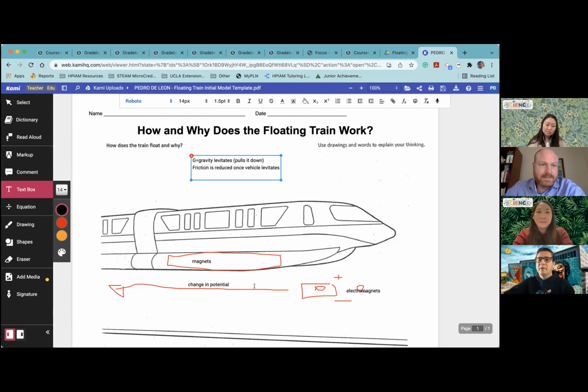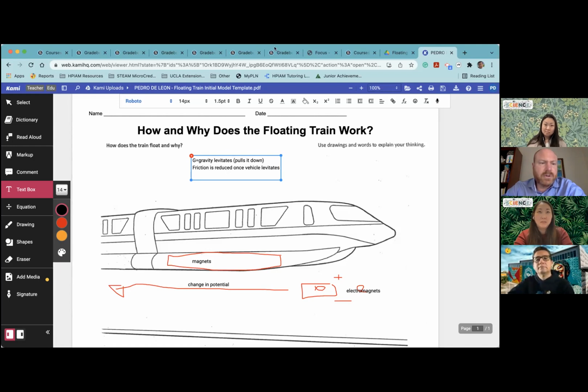I believe one of my colleagues also mentioned that gravity is also at play when the levitation or the pulling down of the vehicle happens. And once enough friction has been created to set the vehicle in motion through the wheels, then the vehicle begins to levitate and friction is reduced. And that's what creates this motion with opposing change in potential between the magnets and the vehicle.